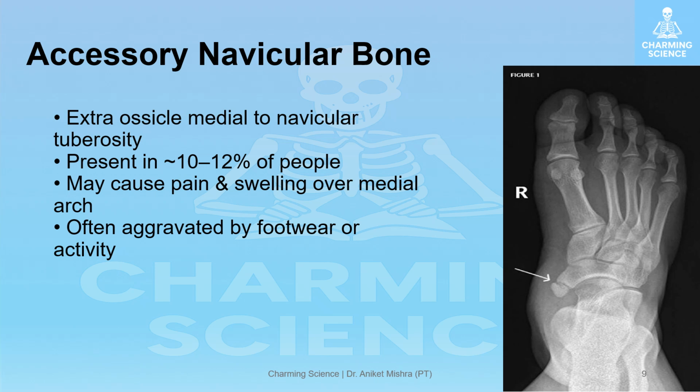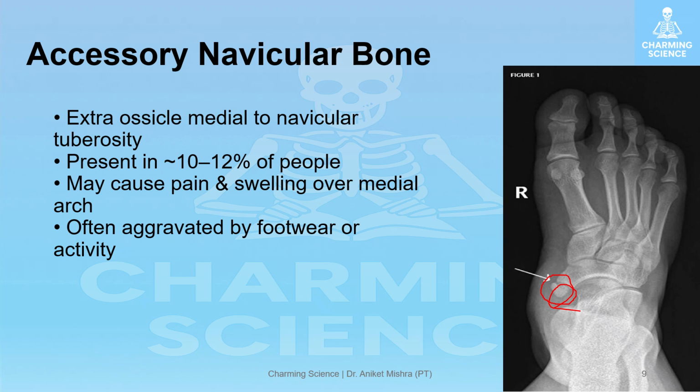Next, let's discuss the accessory navicular bone, an anatomical variant that can sometimes become symptomatic. The accessory navicular bone is an extra ossicle located medial to the navicular tuberosity. It is present in approximately 10 to 12% of the population and is generally asymptomatic, discovered incidentally on X-rays. However, in some individuals it becomes painful, especially when wearing tight or ill-fitting shoes or during activities that place excessive stress on the medial arch.